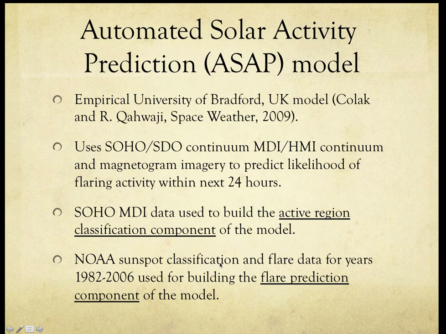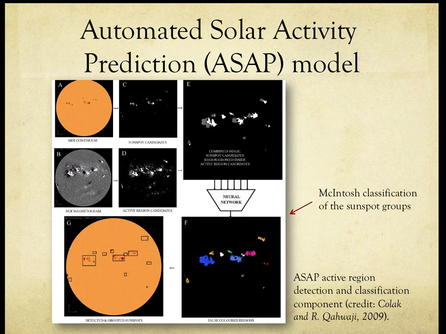So let's go quickly through these two components a little bit more in detail. In this slide, what I'm showing is a graphical illustration of how the first component of the model works. The model uses MDI continuum or SDO HMI continuum imagery to build a map of sunspot candidates. It uses image processing techniques together with thresholding to identify sunspots on the visible solar disk. Then the tool also uses the magnetograms from SOHO or nowadays from SDO, together again with image processing techniques and thresholding to identify active regions. And then these two types of information are blended to build a picture of both combined active regions and sunspots.